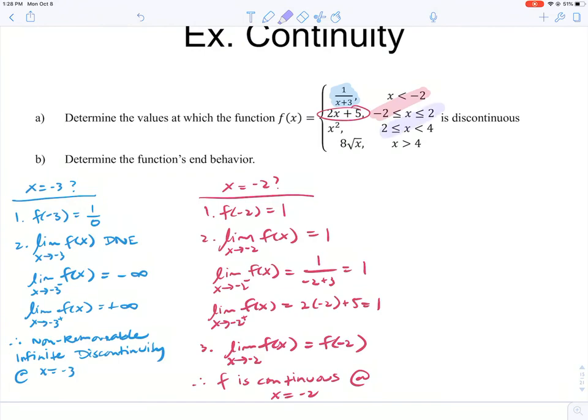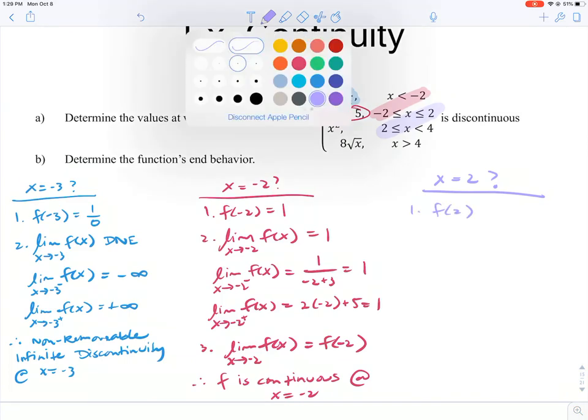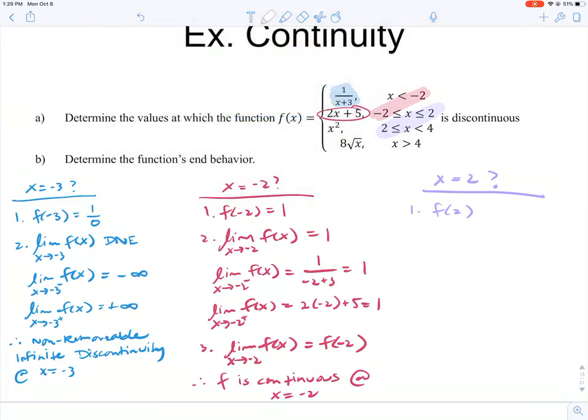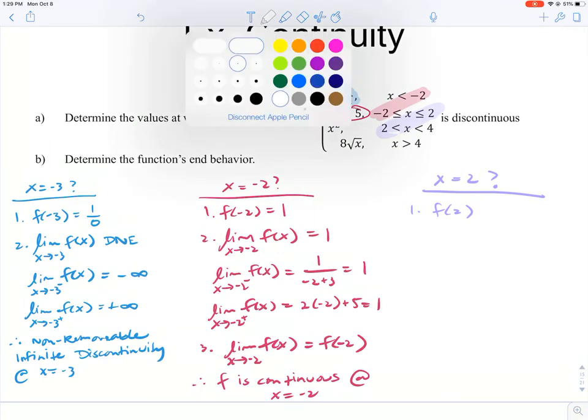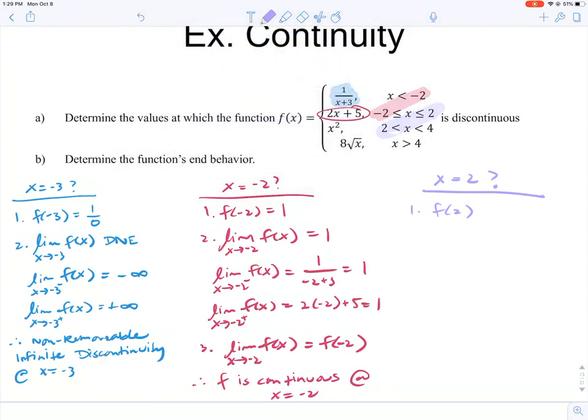So now why don't we look at positive 2? Okay, so f of 2, ooh, typo here. Let's make this, there we go. Okay, so f of 2 is 9. Get that from substituting in here.